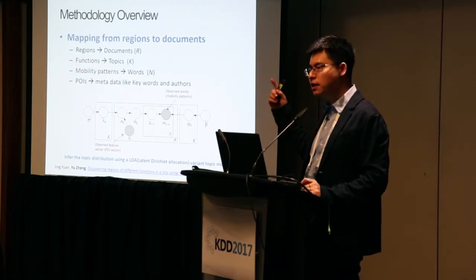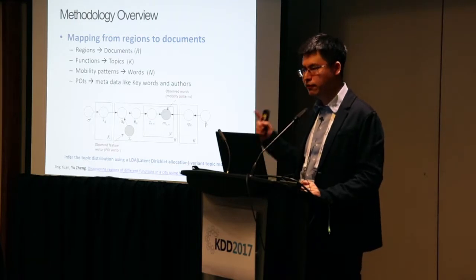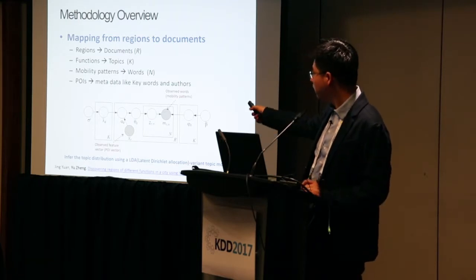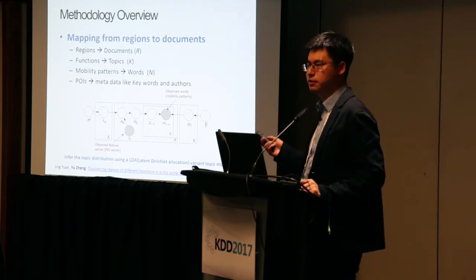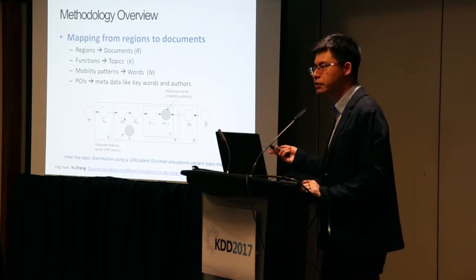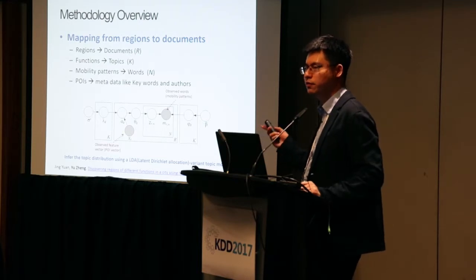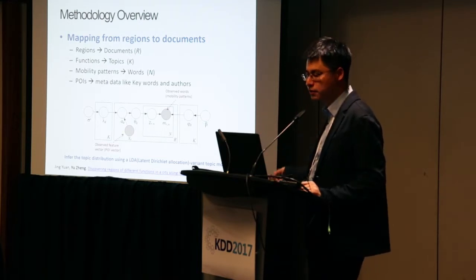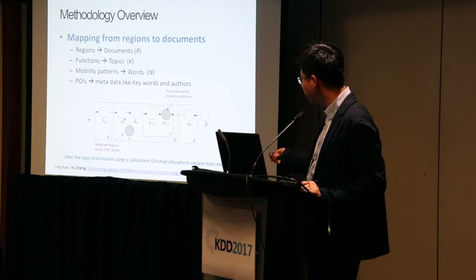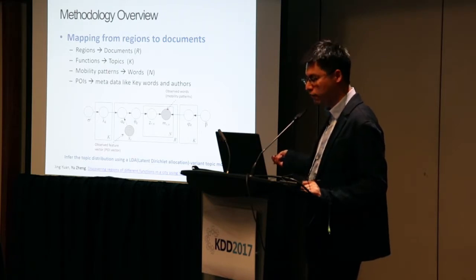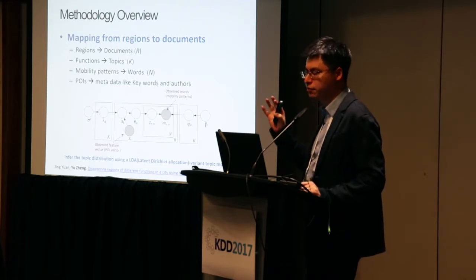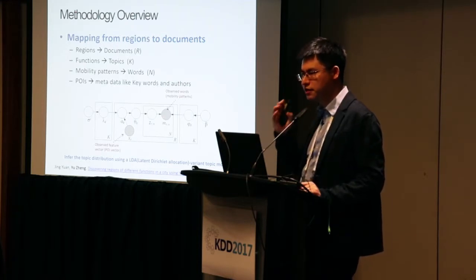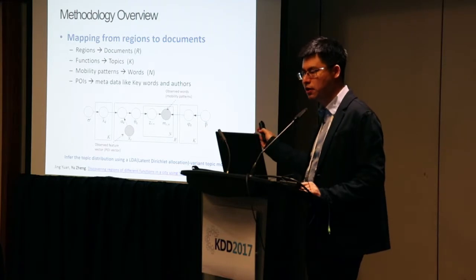So if we know such a topic model, then we can do the mapping. We regard a region as a document, and the function of a region is just like the distribution of topics across the document. Once you know this mapping, you can use the point of interest data and the human mobility data as words. I'm not going to describe the model in detail, just know the insight. Then you can apply the model.